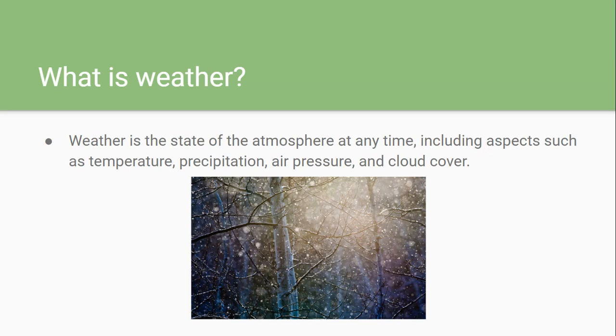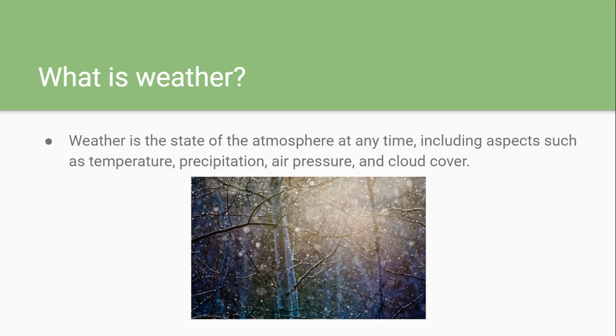So weather and climate are very different. Weather is the state of the atmosphere at any time, including aspects such as temperature, precipitation, air pressure, and cloud cover. So when we're talking about the weather, we're talking about how it is right now. As I'm making this video, it's about 44 degrees, windy. It snowed this morning, and it is cloudy. That is talking about the weather. I'm talking about the conditions currently being seen.